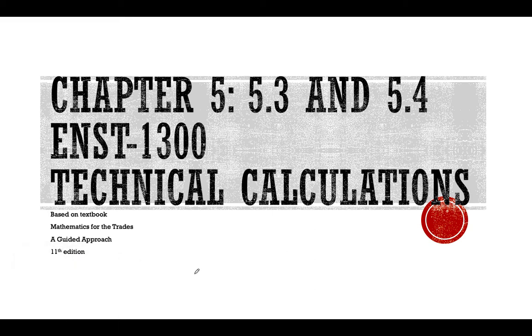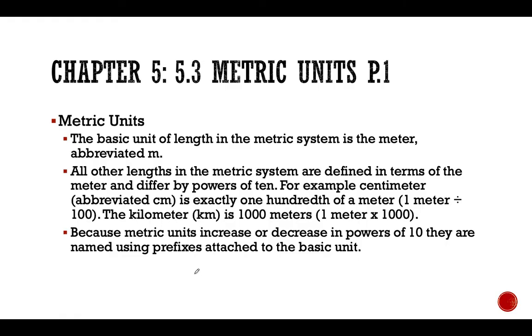Sections 5.3 and 5.4 will be dealing with metric units and metric unit conversions. Because some of the measurements you'll come across will be in metric units, it's important that you have a working knowledge of them. The basic unit of length in the metric system is the meter, abbreviated m. All other lengths in the metric system are defined in terms of the meter and differ by powers of 10.